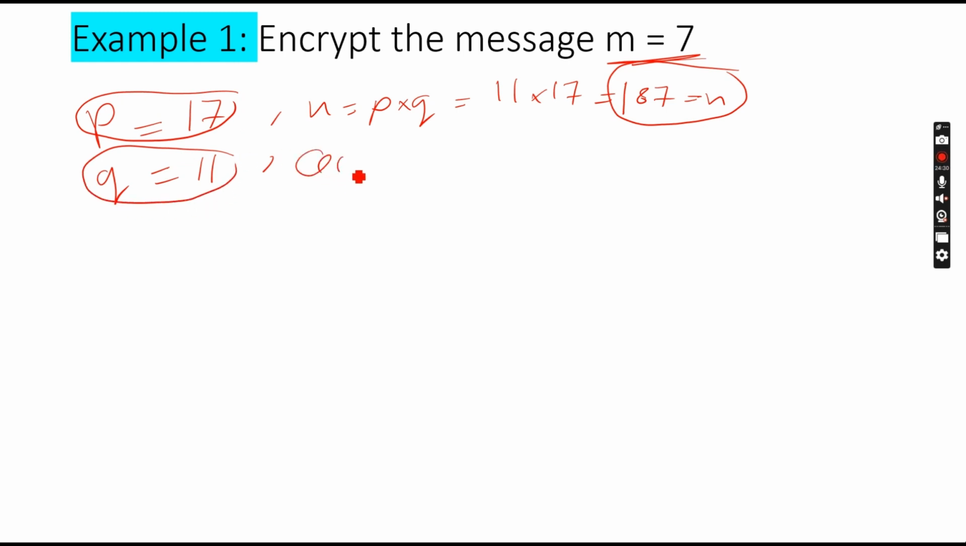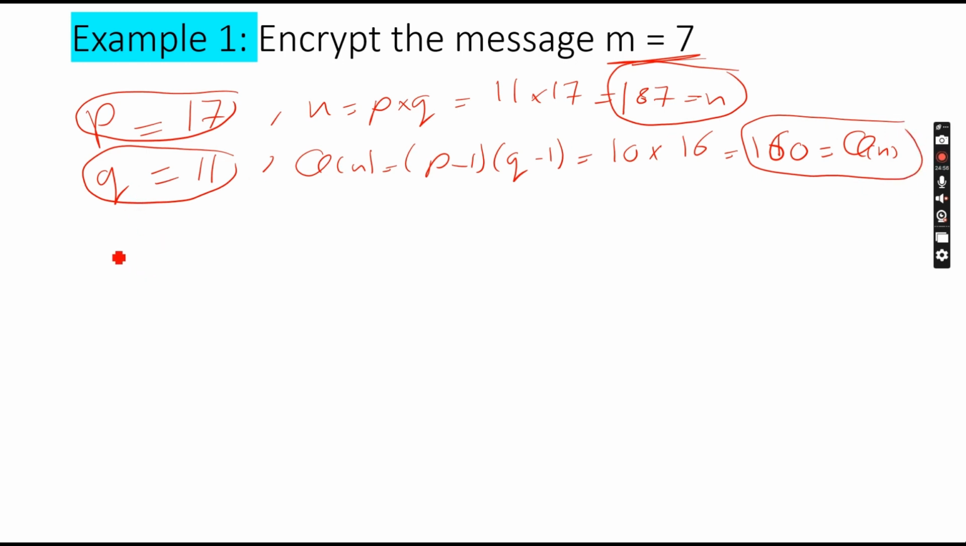Now theta of N equals P minus 1 multiplied by Q minus 1. And this is equal to 11 minus 1, which is 10, multiplied by 17 minus 1, which is 16. And this is equal to 160. And this is what? This is theta of N. So we find this one also. Now E should be greater than 1, less than theta of N, correct? While E and theta of N should be coprime. So theta is 160, so I think we can say that E equals 13, for example. So we find E.